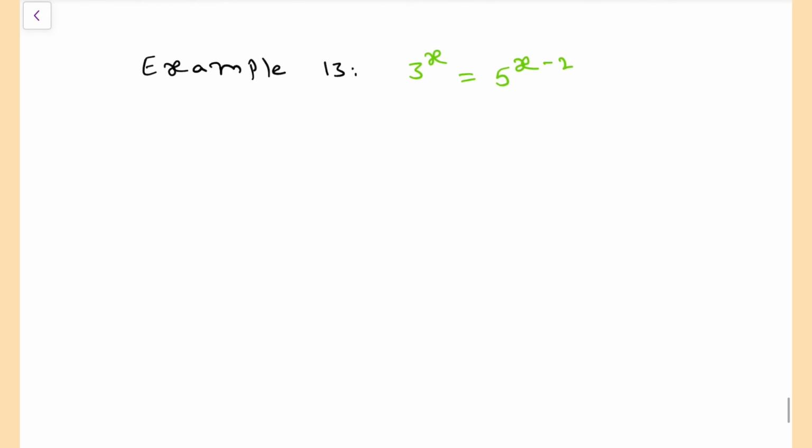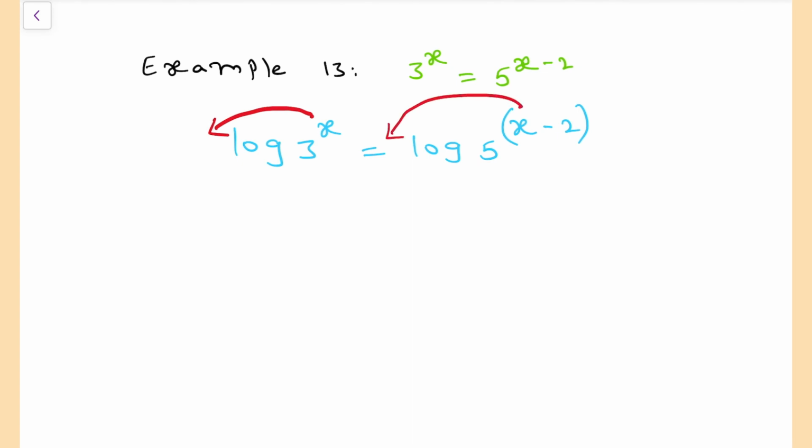Next, solve 3 power x equals 5 power x minus 2, and we need to find the x value from this by using logarithms. So first, for the given question, apply log on both sides. So we get log 3 power x equals log 5 power x minus 2. Here the power is x minus 2. In x minus 2, two terms are there, so not to have any confusion in the next steps, I am keeping a bracket for that. Here power is there for the main number, so it will come to the front.